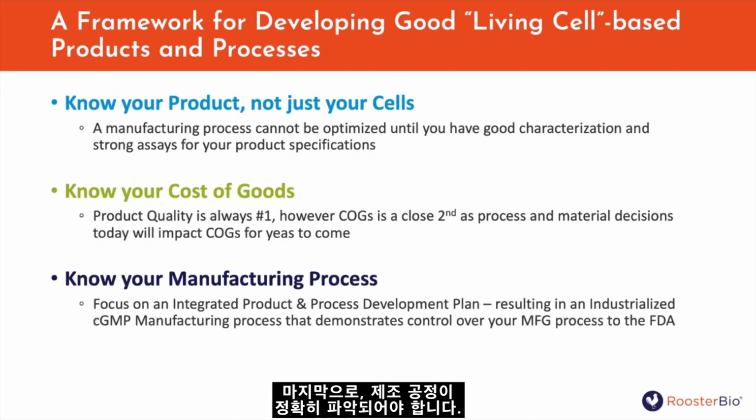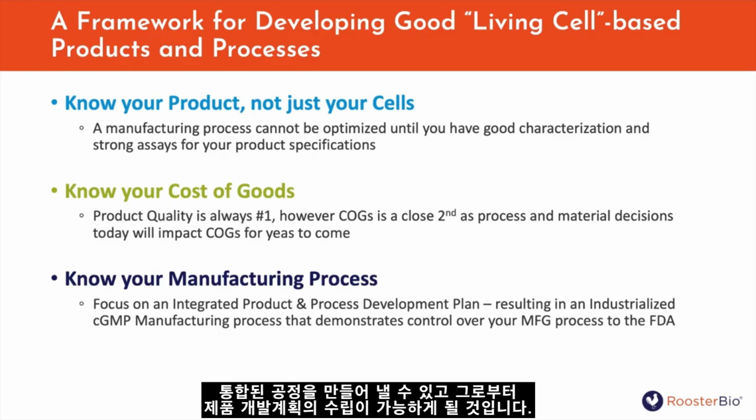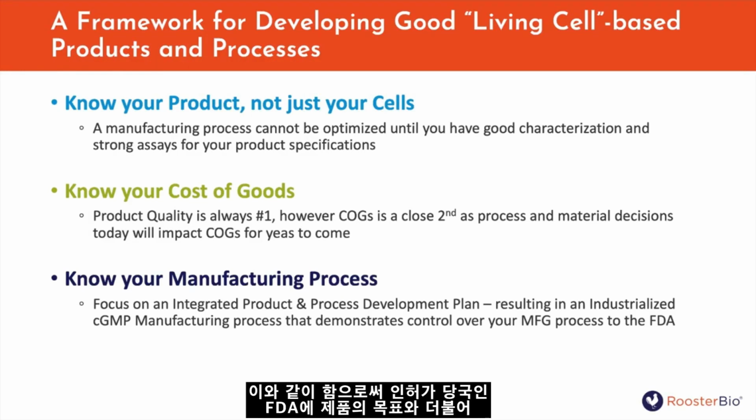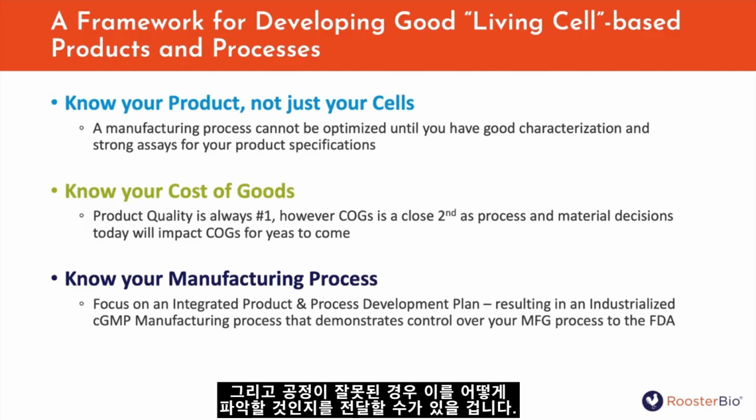Finally, know your manufacturing process, where once you have a strong understanding of both your product and its associated costs, it enables you to build an integrated process and product development plan. This will ultimately allow you to relay to the FDA not only what your product should be, but also that you have a process to make it, the QC analytics to test the success of your executed process, and finally, that you can catch when something goes wrong.